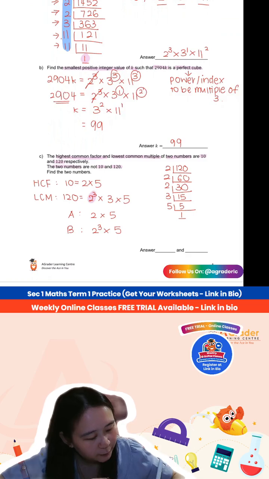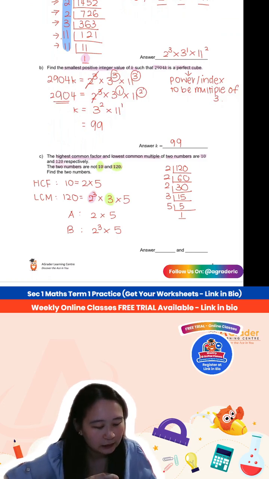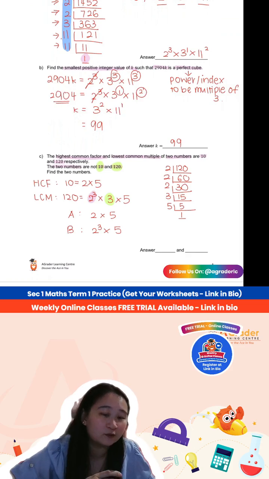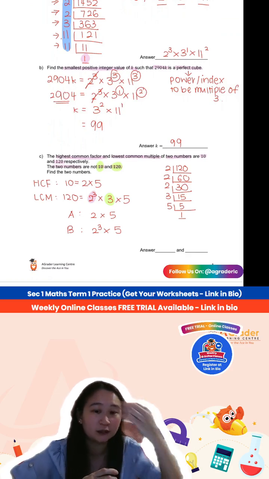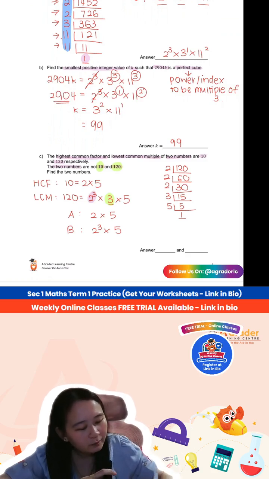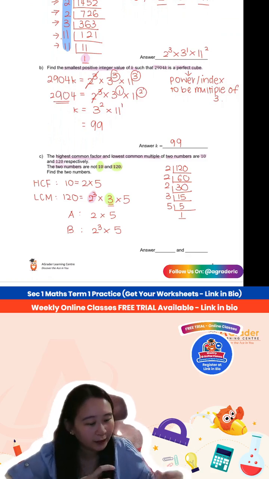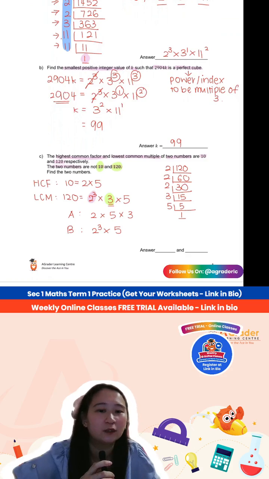I'm left with this prime factor of 3, and they tell you that the two numbers cannot be 10 and 120. So my A cannot be 2 times 5 because that's my highest common factor, and my B cannot be 2 cubed times 5 times 3 because it will be my LCM, which is 120. So therefore, my 3 must come from somewhere. It cannot be at B, so I have to put it at A because my A cannot just be 2 times 5.